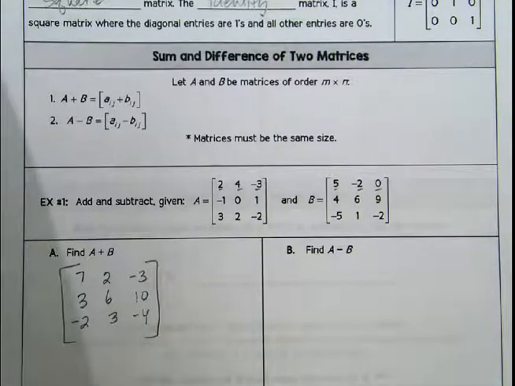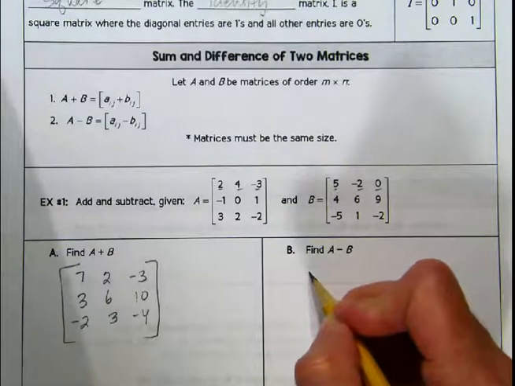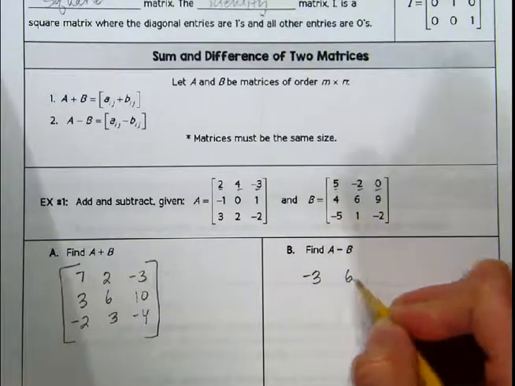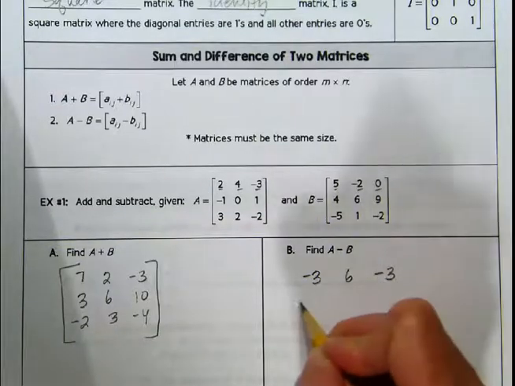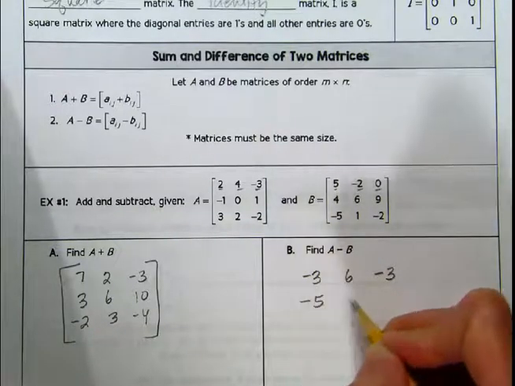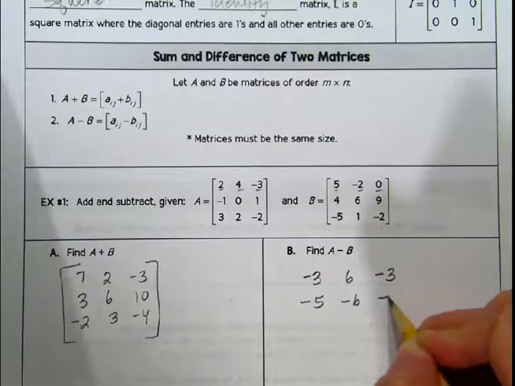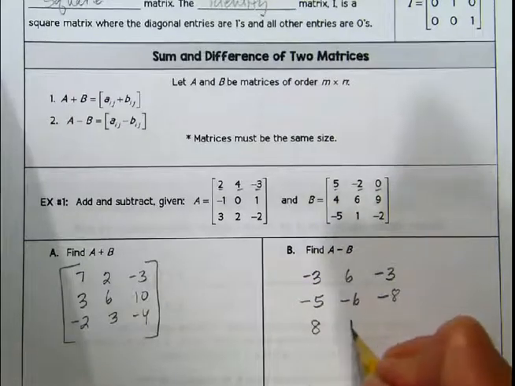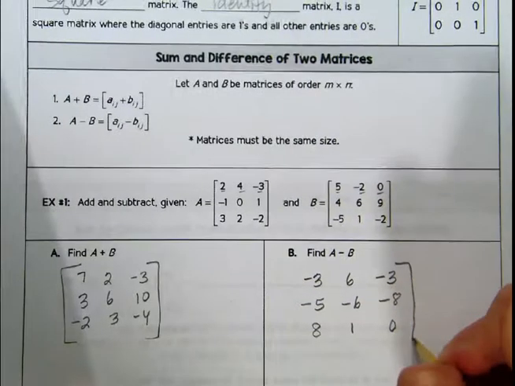So those are the easy parts. You probably even had this already. On the subtraction one, it's the same thing. Just subtract the like things. Just be careful with your signs, because if you're subtracting a negative, remember you end up adding. So that's the only issue there. But you end up with -3, 6, -3, -5, -6, -8, 8, 1, and 0.